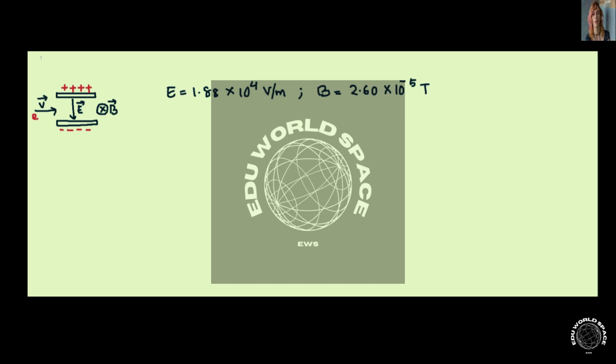And here, in the first part, we have to find the velocity of the electron such that the beam of electrons goes undeflected when they pass through this region. So basically the net force on each of the electrons, or all the electrons, is zero. Or I can say that F net is zero.